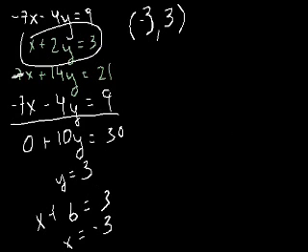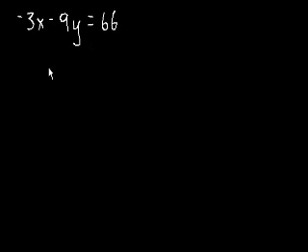Let's do one more. Hope this one's harder. I think it will be. Okay, so it's negative 3x minus 9y is equal to 66. We have minus 7x plus 4y is equal to minus 71.